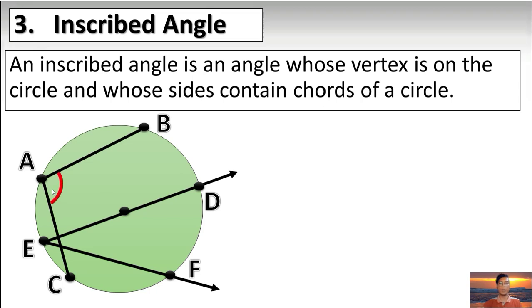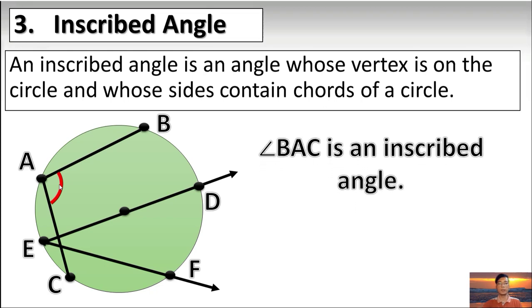For example, ano ang name ng inscribed angle na naka-highlight, yung kulay pula? So, pansinin ninyo, yung vertex niya ay wala na sa center. Kasi kung nasa center, central angle yon. Since nasa circle na siya, it's on the circle, inscribed angle na yan. And yung sides naman ng ating angles ay actually chords ng given circle. So, pasok na pasok yung definition of inscribed angle. So, what's the name of this inscribed angle then? Correct. That is angle BAC. Angle BAC is an inscribed angle.